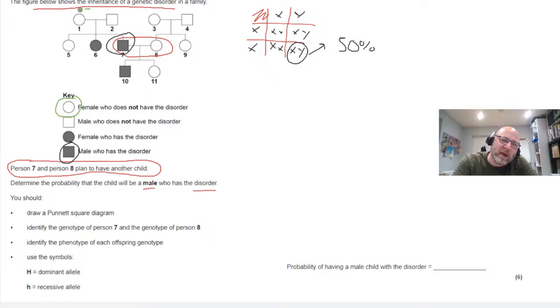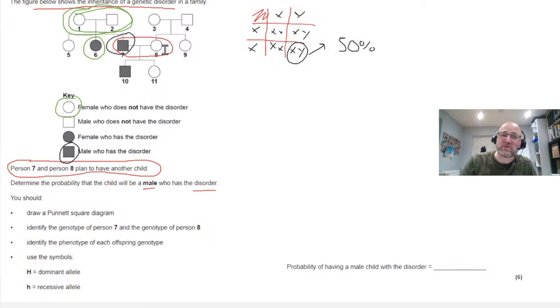We'll check out these 2 parents here, 1 and 2. Look at parents 1 and 2. They don't have the disorder, but their kids do. Look, 1 and 2 don't have it, but number 6 does. What does that tell you? Recessive or dominant? Yes, it's got to be recessive. If it's dominant, only a recessive can be passed on like this, right? So I now know 7 and 8.